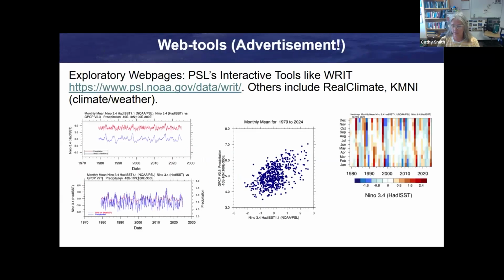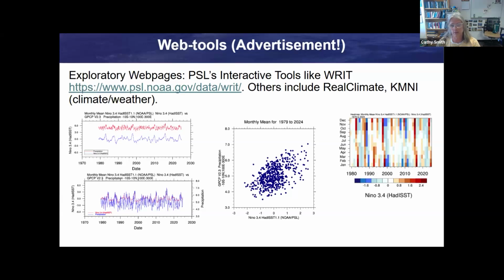Okay, so since I'm from PSL and NOAA, I decided to do an advertisement for some of our web pages, where you can try this stuff out online. So this is a time series page. I'm plotting sea surface temperature, like Niño 3.4, versus precipitation in the tropics, where there's a relationship. So here I tried 2 different time series together on the top left, and you can see they're related, but it's a little hard to tell how they coexist.